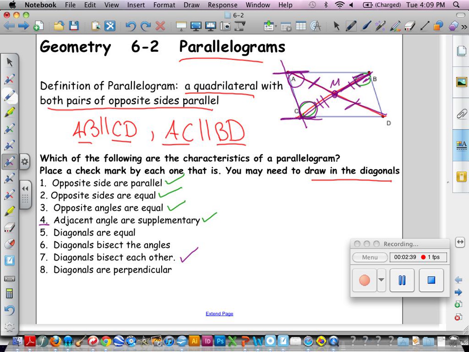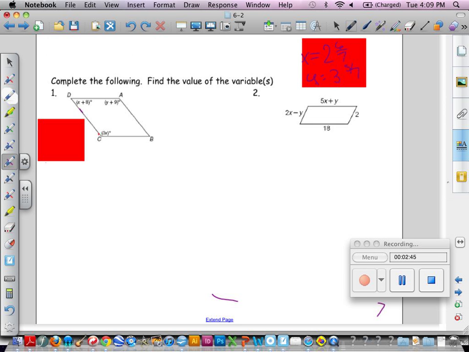Now you're going to complete the next problems using the characteristics. I suggest you pause the video, attempt the problem, I'll reveal the answer, and then if you have it right, fast forward on to the next problem. Number 1's answer. X is 43 and Y is 120.